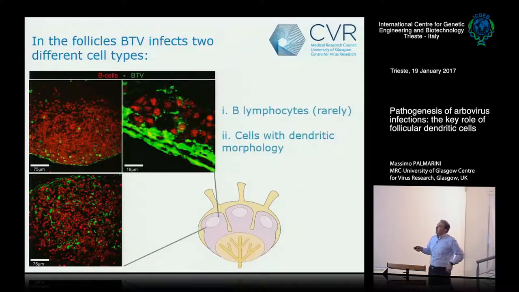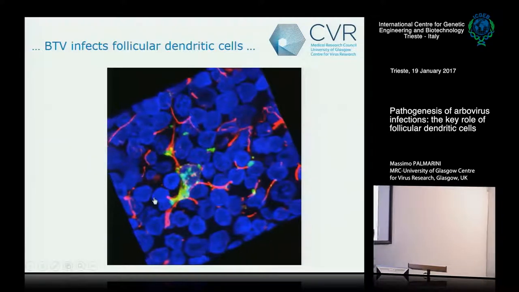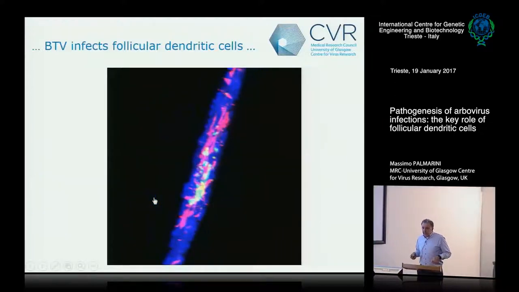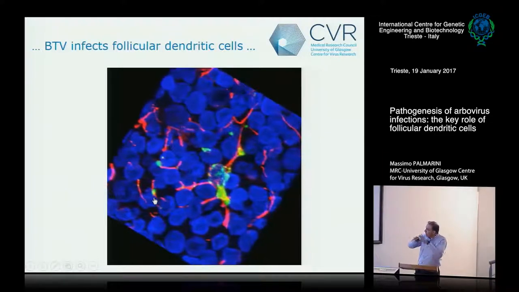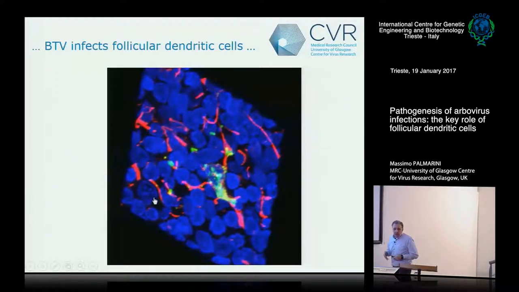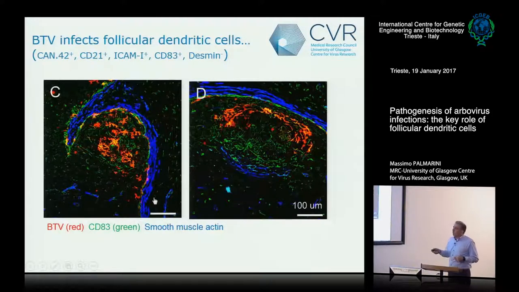So in the follicles, the virus infected two different types. We saw the B cells, but also cells with dendritic morphology, and this is another way to show you better. These are very important cells for the antibody response, the follicular dendritic cells. And you see in red that they form a mesh within the B cell area.